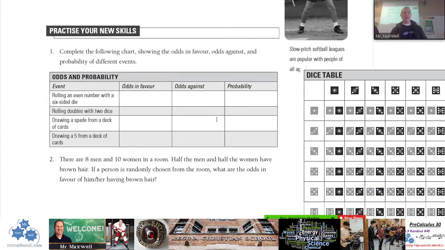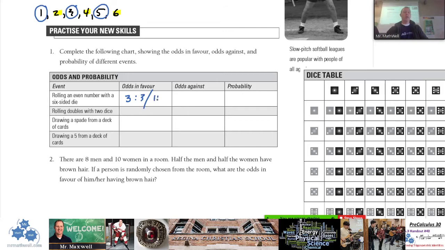Okay, so this one here, I'd like to go over this just to round off this instruction here about odds. So complete the following chart. Okay. So rolling an even number with a six-sided die. All right. So with a six-sided die, we know that we have 1, 2, 3, 4, 5, and 6, right? So the even ones would be 2 and 4 and 6. The odds in favor would be 3 favorable outcomes to what? How many unfavorable? Well, that would be the odd ones, which there are 3. So it's 3 to 3.